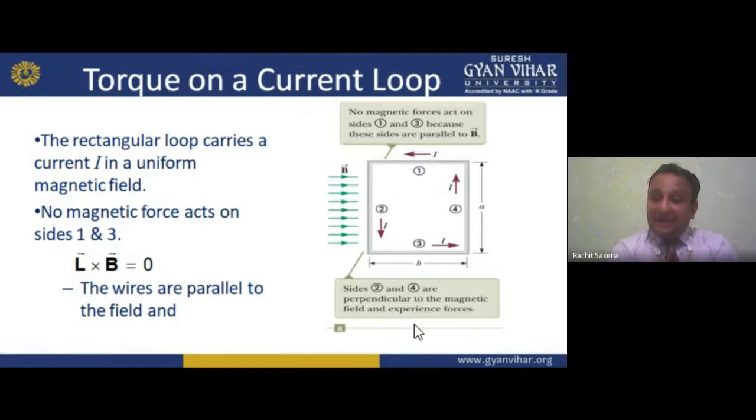If it is perpendicular to the magnetic field, these sides are perpendicular like this. If it is like this, then there will be no force exerted. But if it looks like this, then there will be some force. So my dear students, 2 and 4 are perpendicular to the field. If I am talking about 1 and 3, this is parallel to this one, so no force is exerted. I hope you understand.